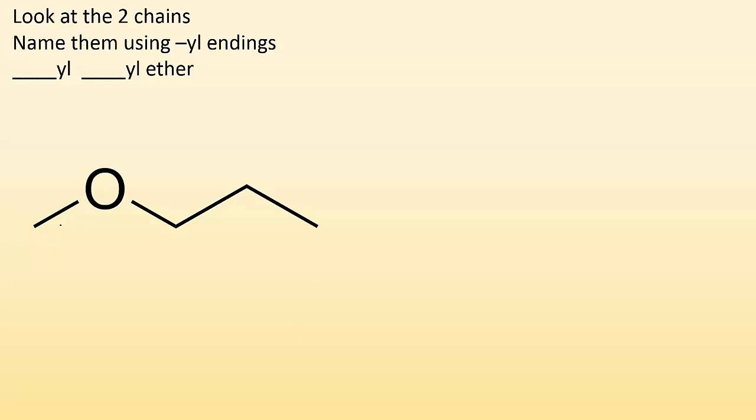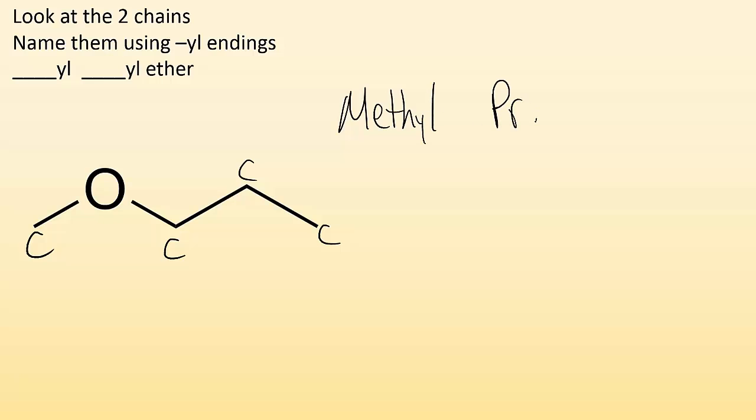All right, what about this one? Again, I have a 1 carbon, and I got 1, 2, 3 carbons. So I got a methyl group and a propyl group. So it'll be methyl propyl ether. All right, so what if I had hexyl methyl ether? Well, hex tells me I got 6, so it'll be 1, 2, 3, 4, 5, 6 carbons, then an oxygen, and then a methyl group. And that's it. Pretty straightforward, hexyl methyl ether.